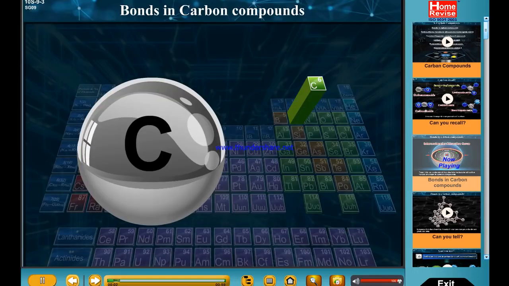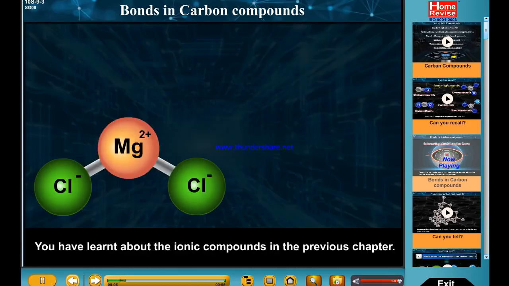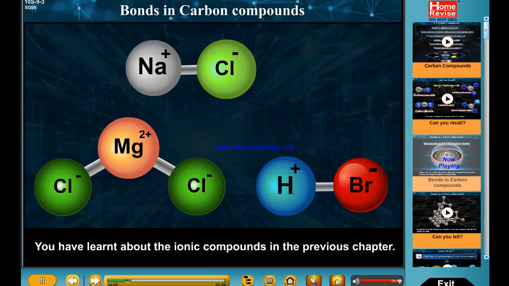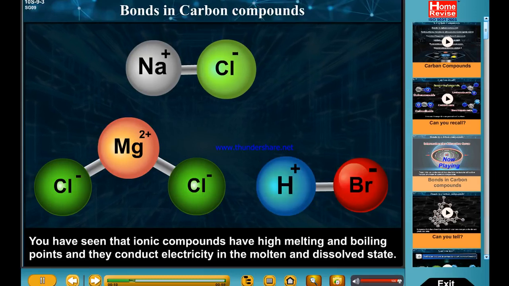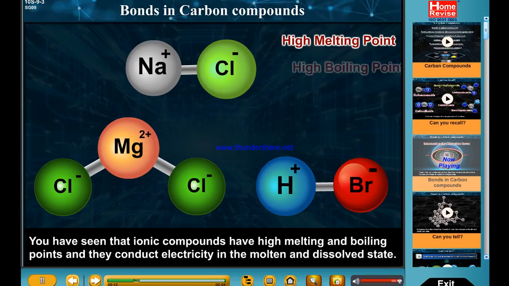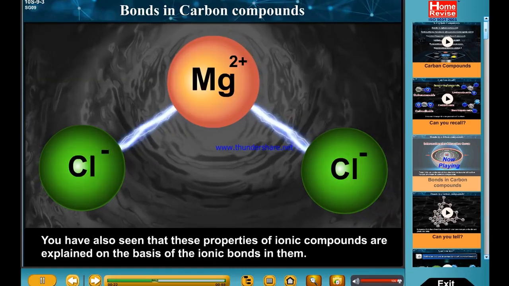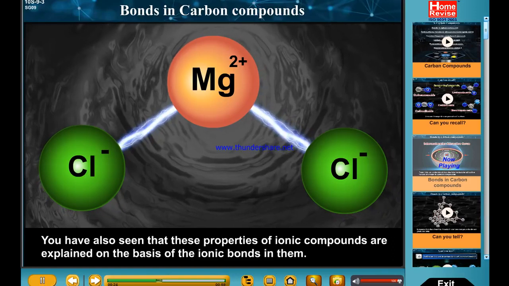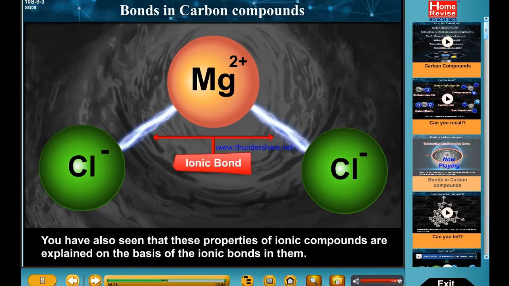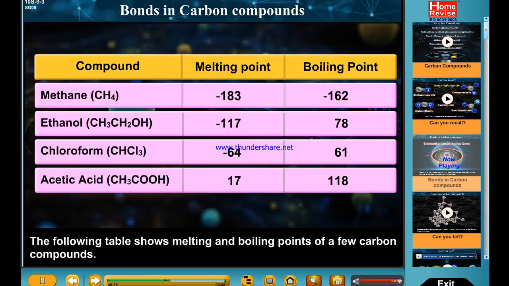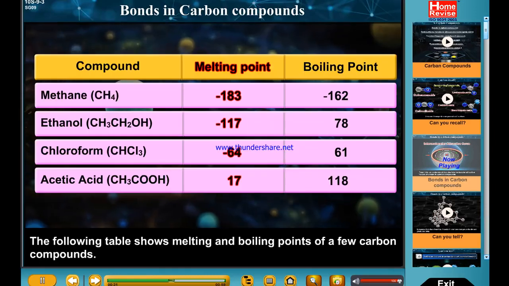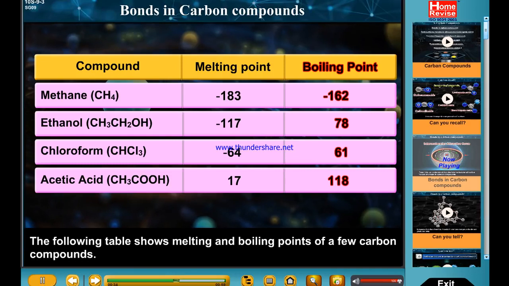Bonds in carbon compounds. You have learnt about the ionic compounds in the previous chapter. You have seen that ionic compounds have high melting and boiling points, and they conduct electricity in the molten and dissolved state. You have also seen that these properties of ionic compounds are explained on the basis of the ionic bonds in them. The following table shows melting and boiling points of a few carbon compounds.